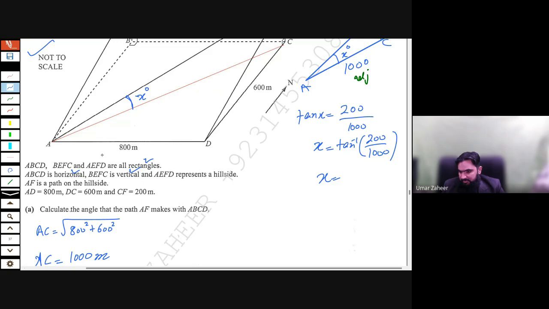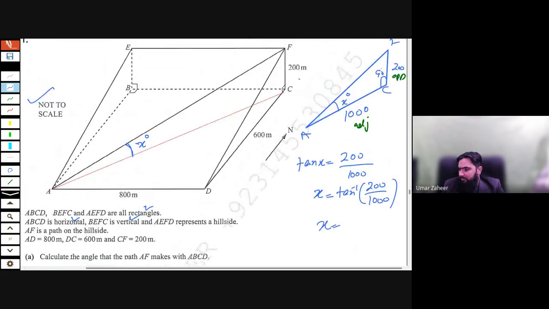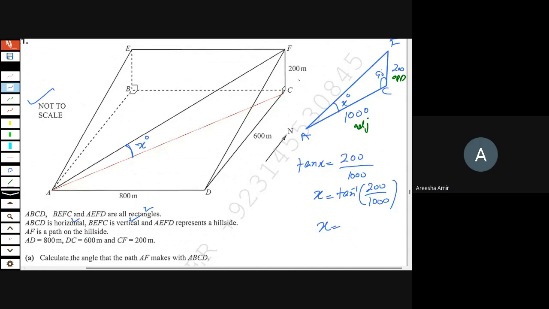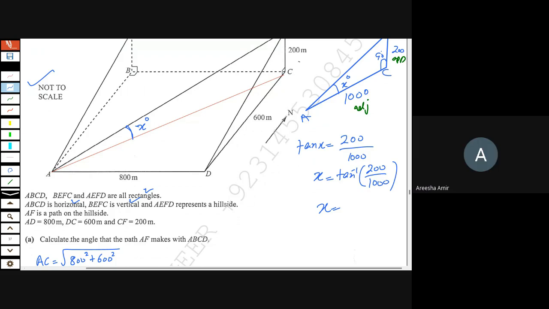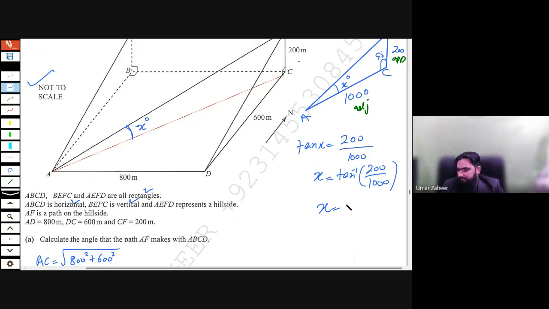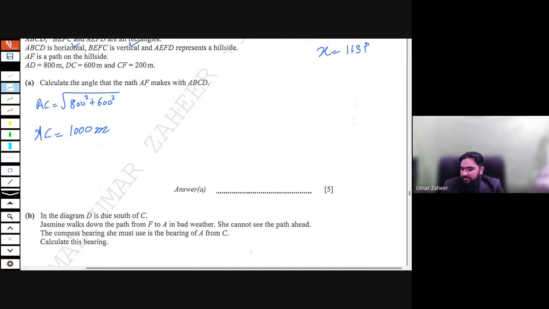Yes, Samaz, Muhammad Ibrahim, what is the value? Tan inverse of 200 over 1000. It's 11.31. All right, 11.31 degrees. So this is the angle that is going to be between AF and the base of ABC.